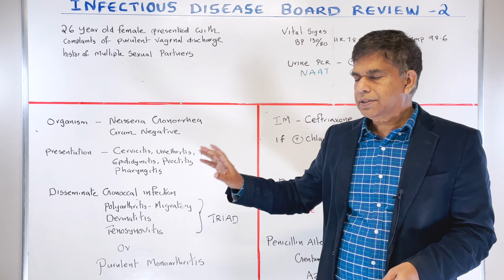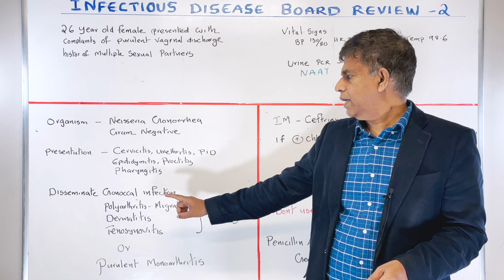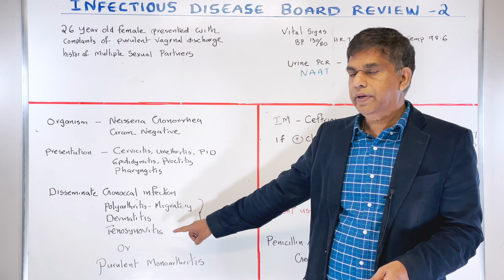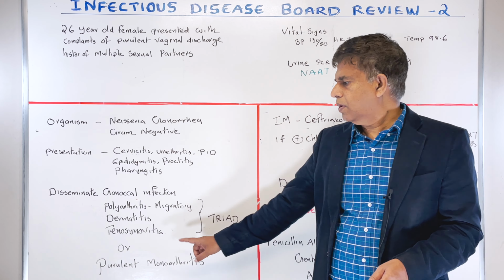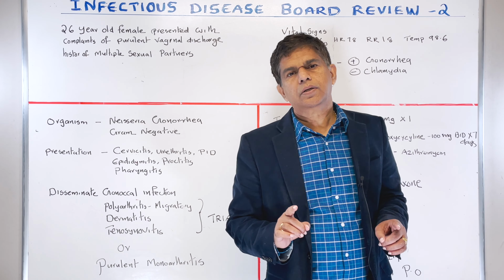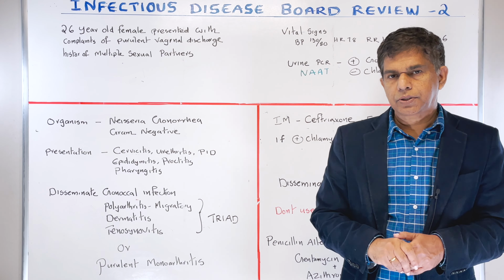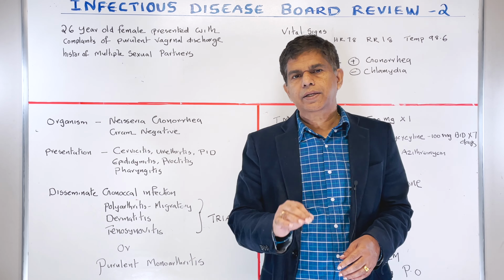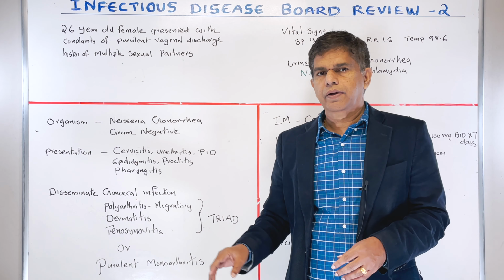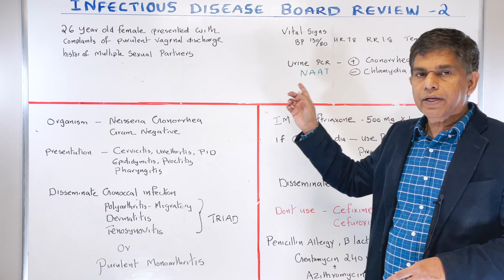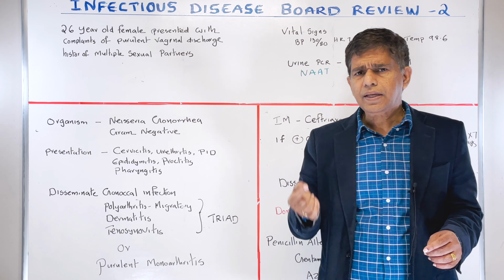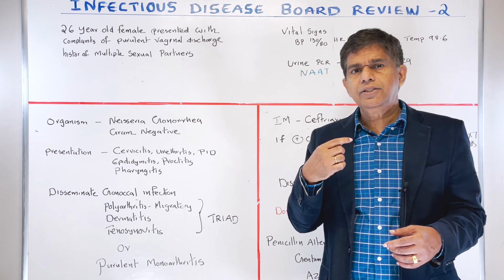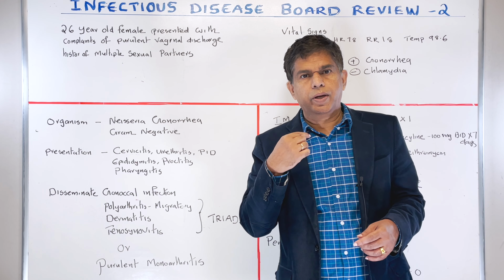So you can have a triad. What is the triad? You get polyarthritis, dermatitis, and tenosynovitis. The polyarthritis is migratory, or it could be a purulent monoarthritis also. Usually what you can do is get the urine and do a urine nucleic acid amplification test, which you can order as a urine PCR. The same, if somebody has pharyngitis, you can do a pharyngeal swab also.